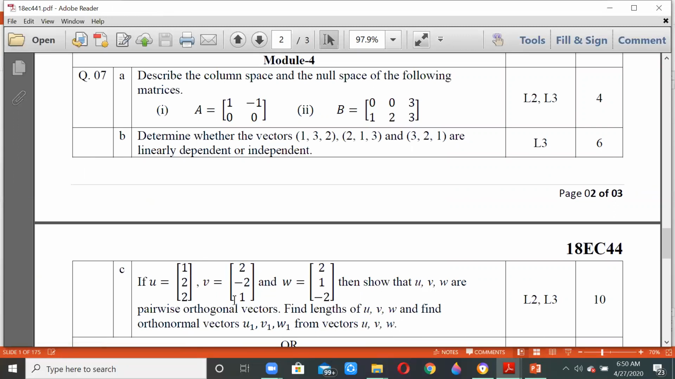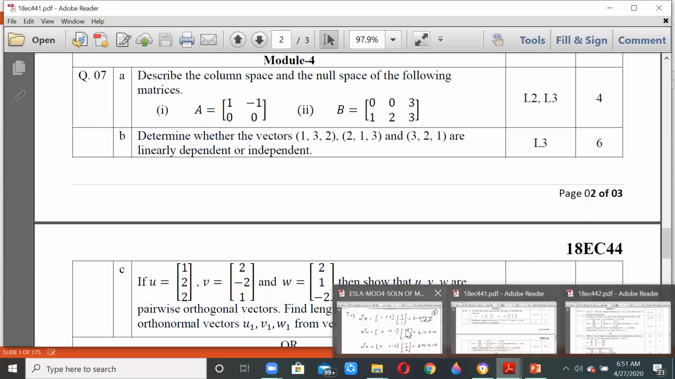To show that they are pairwise orthogonal, you just need to take u transpose v equal to 0. If it is equal to 0, then they are orthogonal. V transpose w, then v and w will be orthogonal if v transpose w is 0. w and u will be orthogonal if w transpose u is equal to 0. So having found that, then u1 will be u divided by the length of u, v1 will be v by the length of v, w1 will be w divided by the length of w. And that is what we have done here.